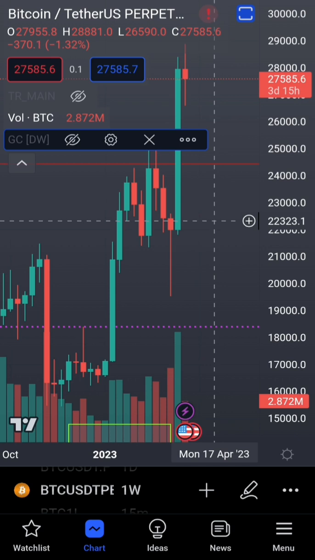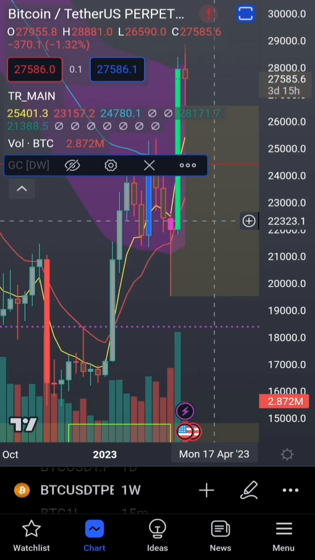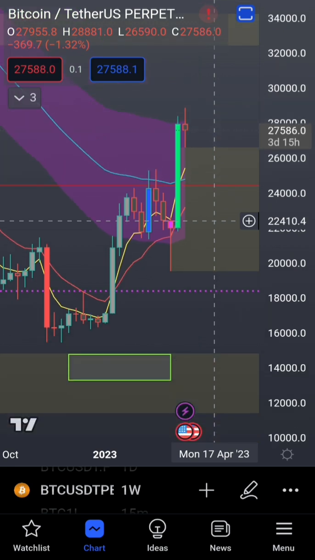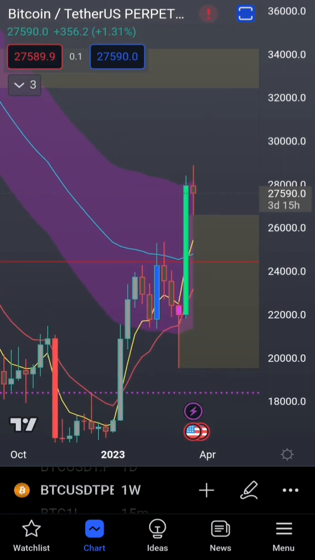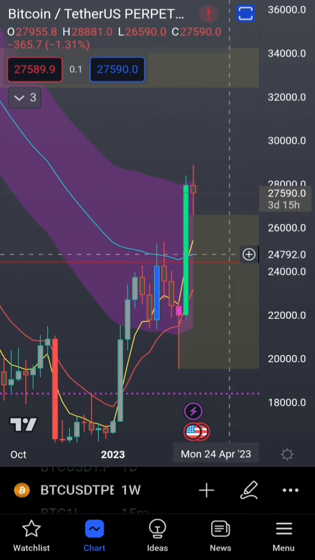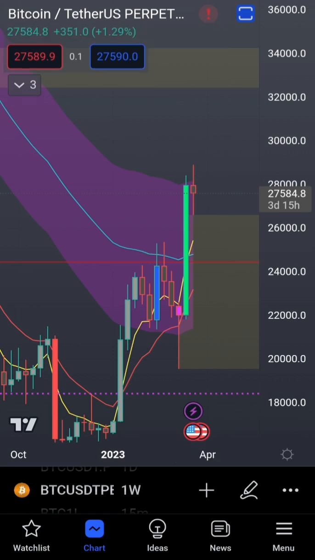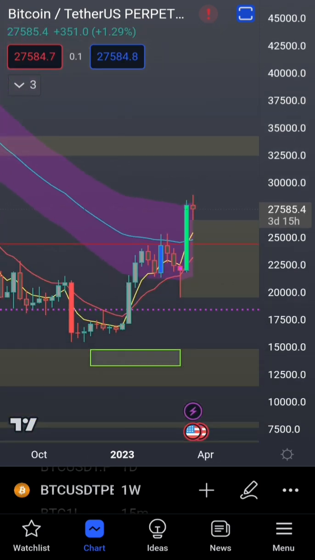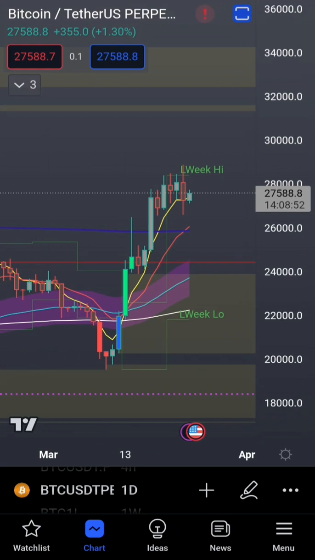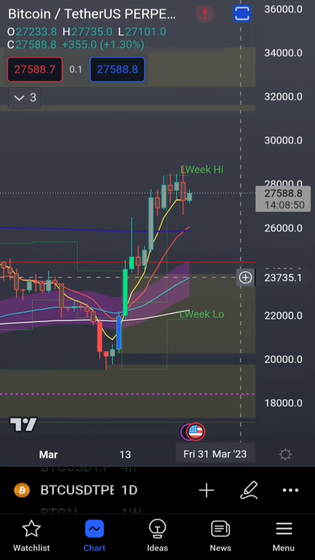This is Bitcoin on Binance. You have your EMAs as dynamic supports. You could look at them like you have the weekly chart. You have your 50 EMA that is at around 24,800 today. So that is your dynamic support. On the daily, your 50 is at around 23,800. So those two levels are important for me, 24,800 and 23,800.